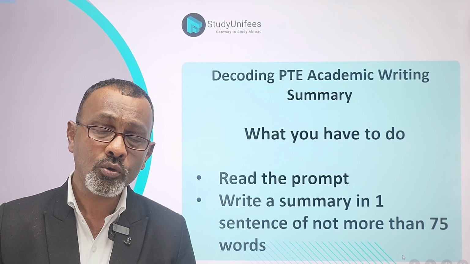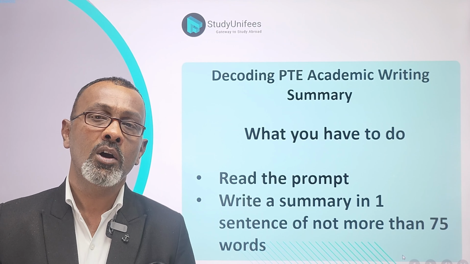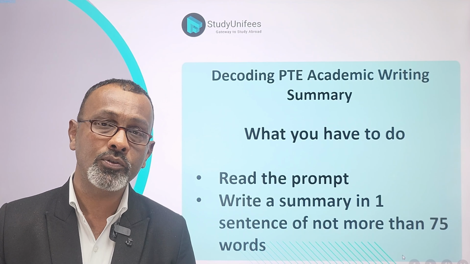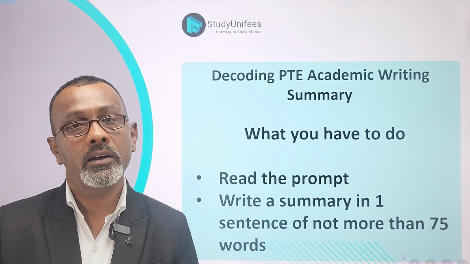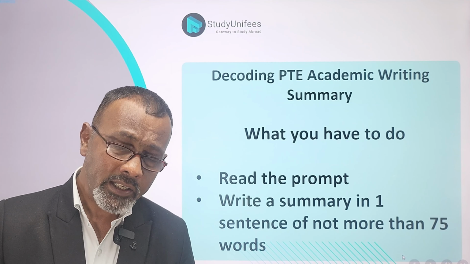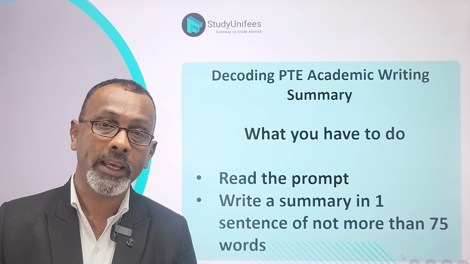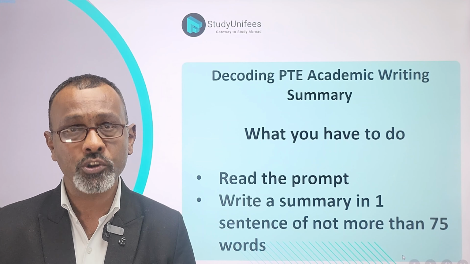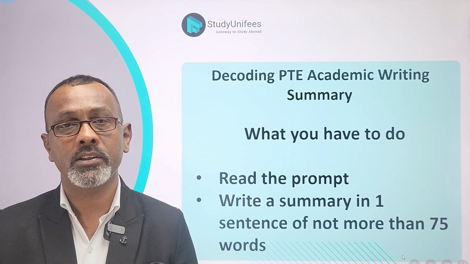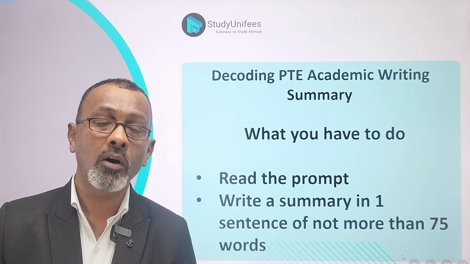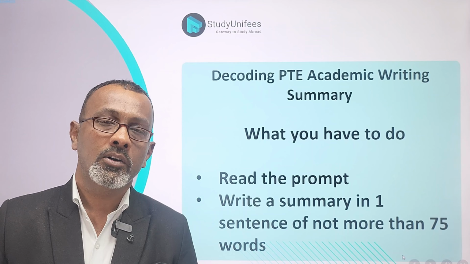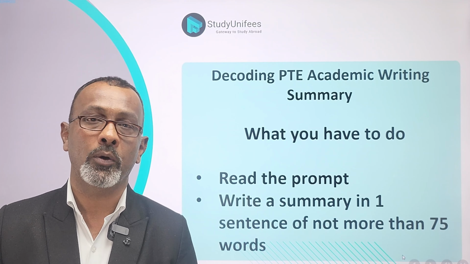So, what do you have to do in this particular task? Well, first, you have to read the prompt, that is the passage that is up to 300 words, and then demonstrate that you have understood it completely with your response. Reading the prompt means that you should get the main idea of the prompt and also understand all the main supporting ideas. Next, you have to write a summary of what you have read in just one sentence. That sentence should be between 5 and 75 words.